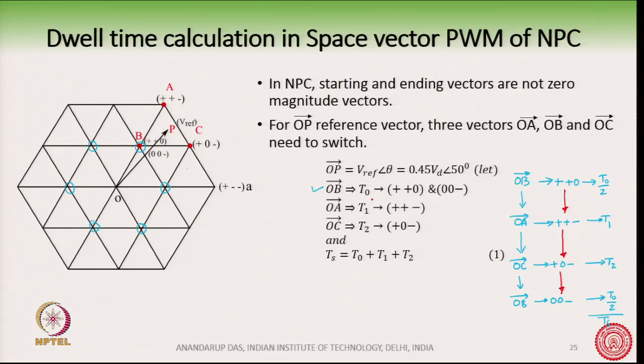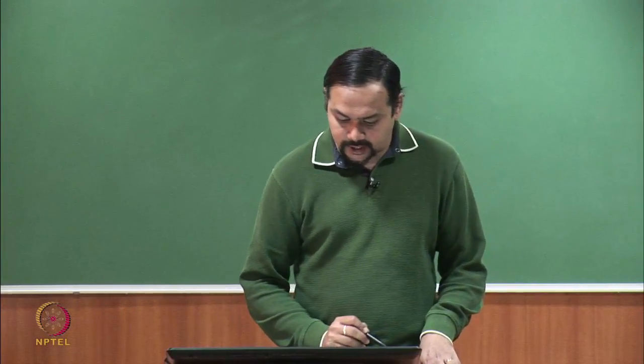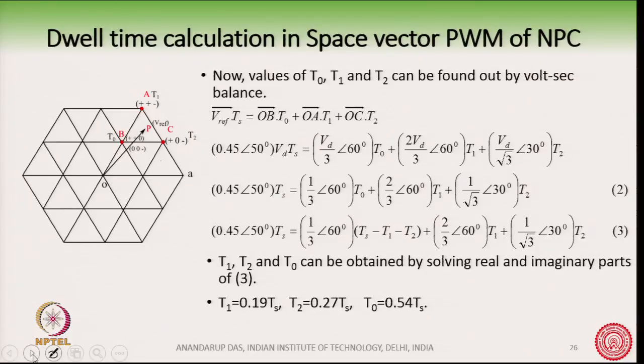then we can find out what are the magnitudes of T0, T1, T2 by again doing a volt second balance, which we have shown here in this diagram. So, we can find out exactly for how much duration of time the vectors at B, C and A locations need to be switched on. So, for that T0, T1, T2 can be found out by saying that Vref into Ts time period is OB into T0 plus OA into T1 and OC into T2 time periods.